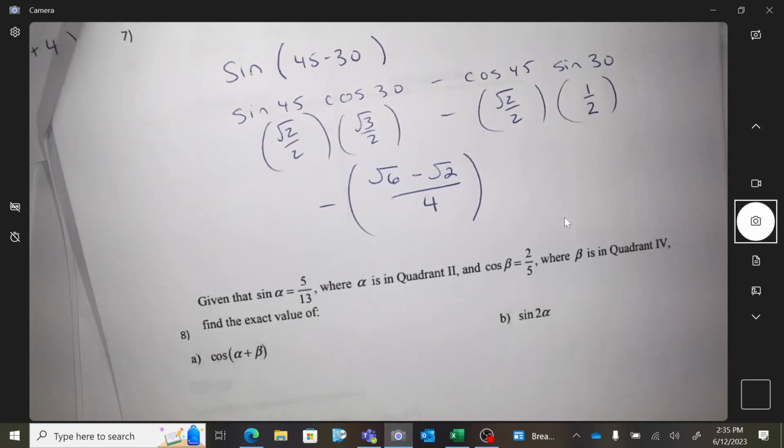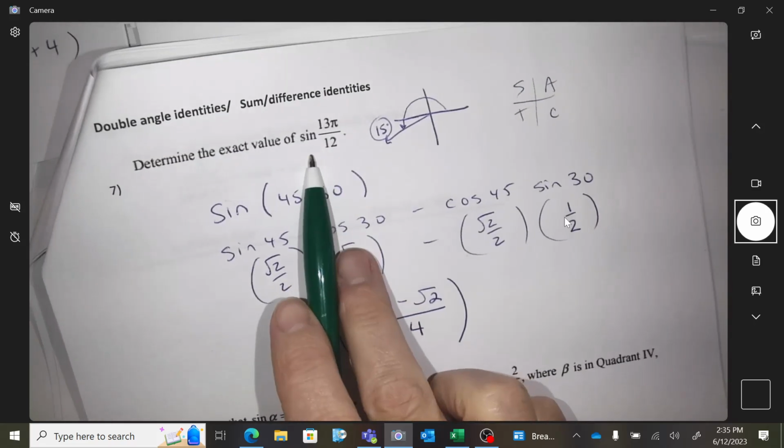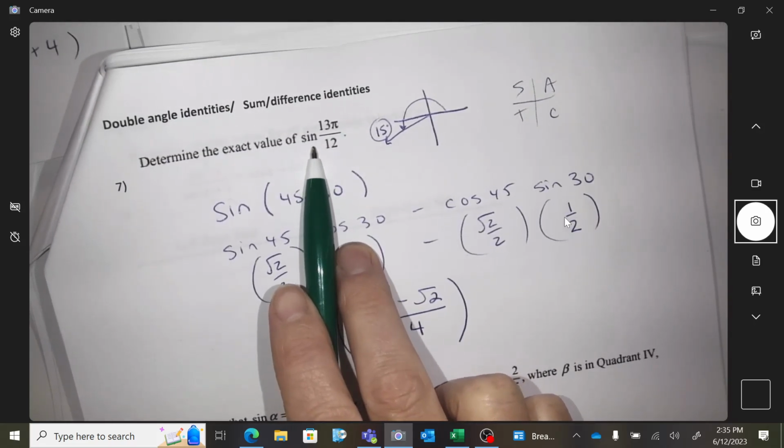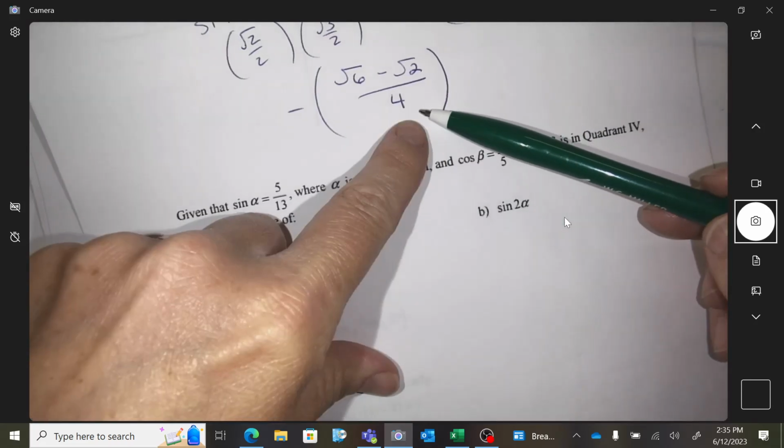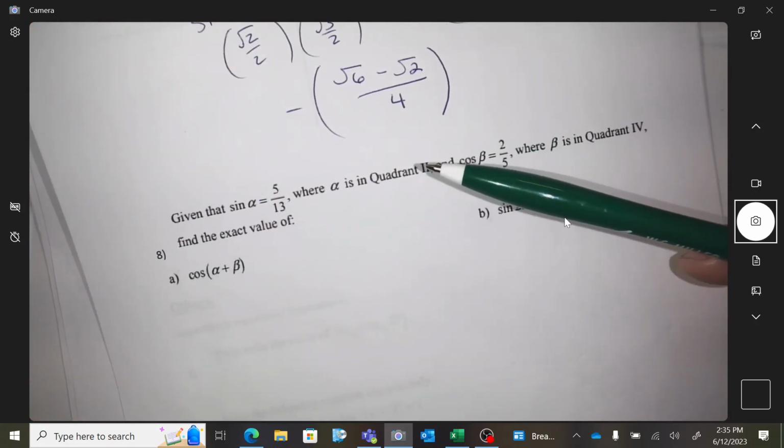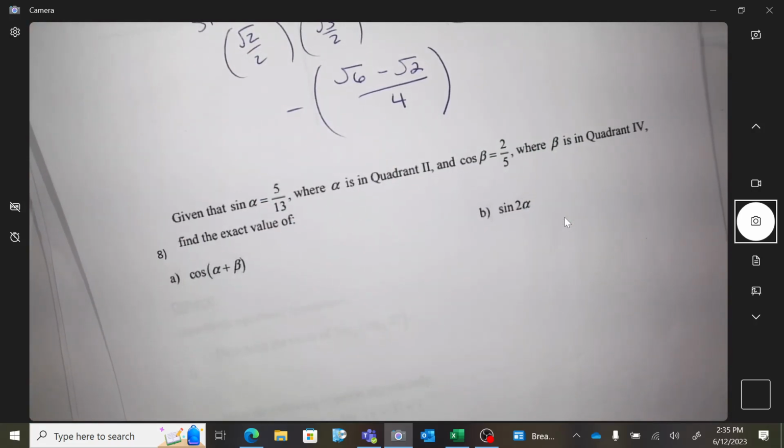One more twist you might see in this question is what if I asked you for the cosecant of this angle? You do the whole thing you just did, and then you do 4 over that. That's the only thing you do different, is just flip your number at the end.